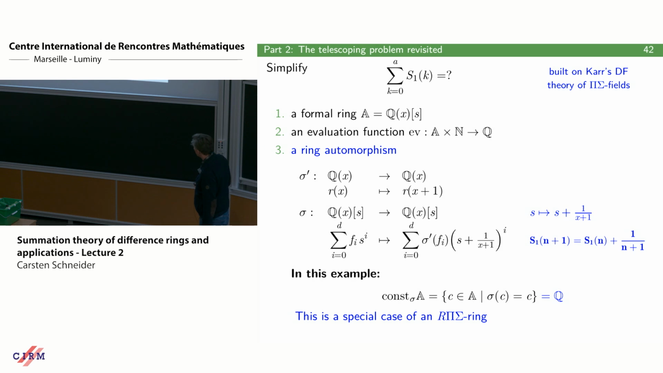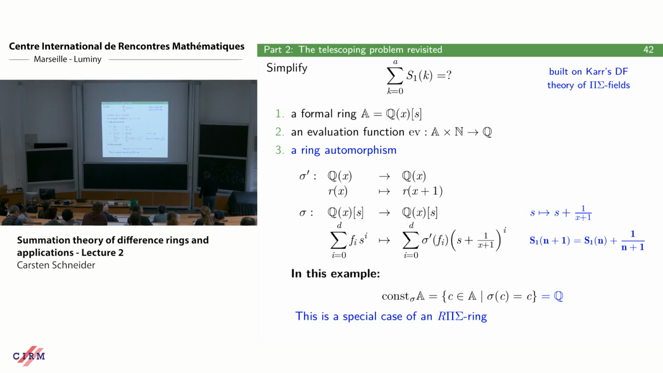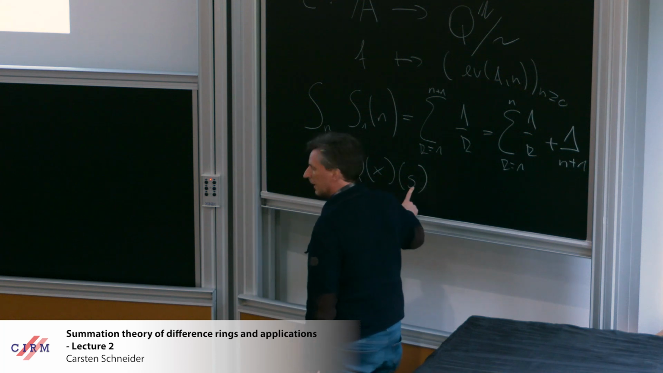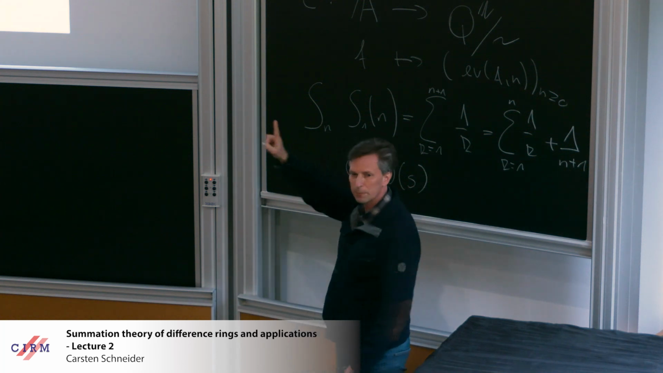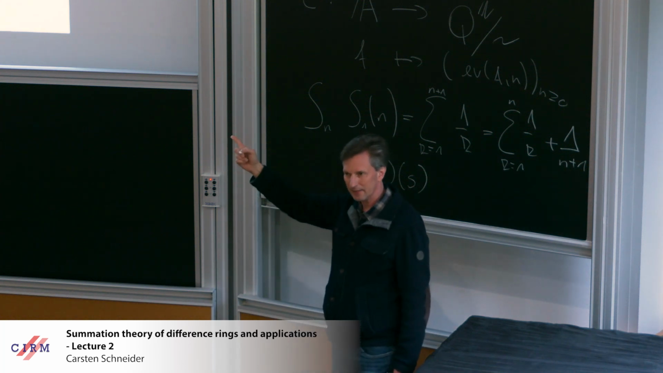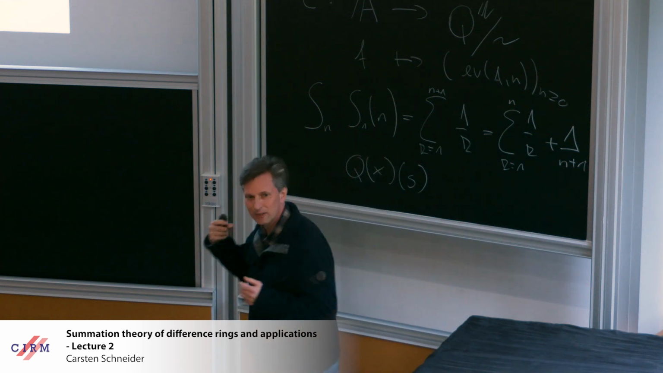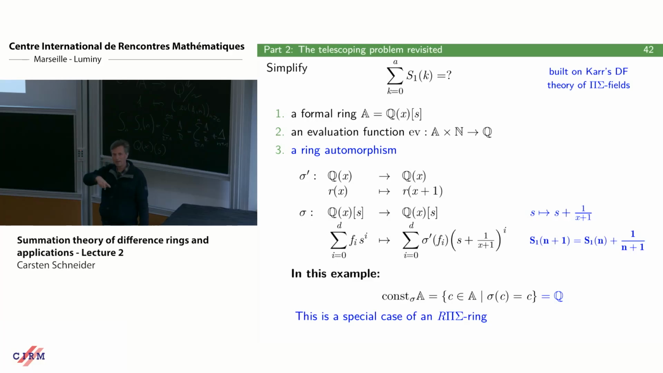And this is a special case of an R pi sigma ring. And if I would consider the rational function case like that, and I do the quotient field here, then this would be a pi sigma field in the Karr sense. Okay? That's the reason why I also call it pi sigma ring. It's a ring, and the R will pop up later. You don't see it at the moment. And I will also explain the pi and the sigma in more detail.